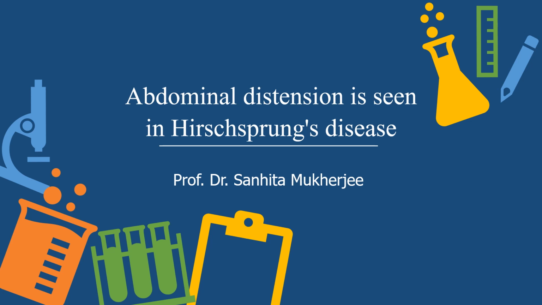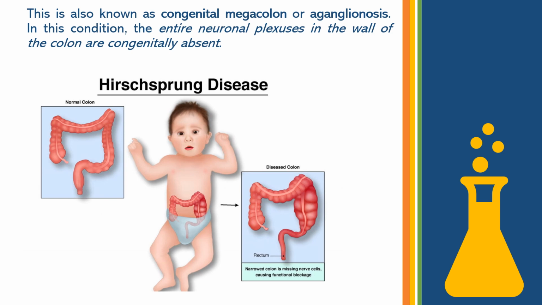Explain why abdominal distension is seen in Hirschsprung disease. Hirschsprung disease is also known as a congenital megacolon or aganglionosis. So in this condition, the entire neuronal plexuses in the wall of the colon are congenitally absent. So what happens if these neural plexuses are absent in the colonic wall?